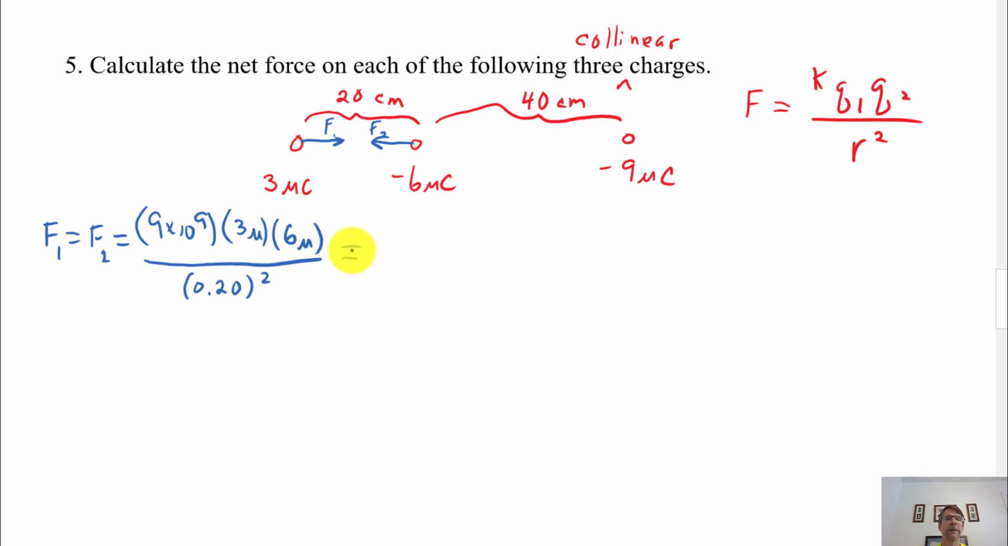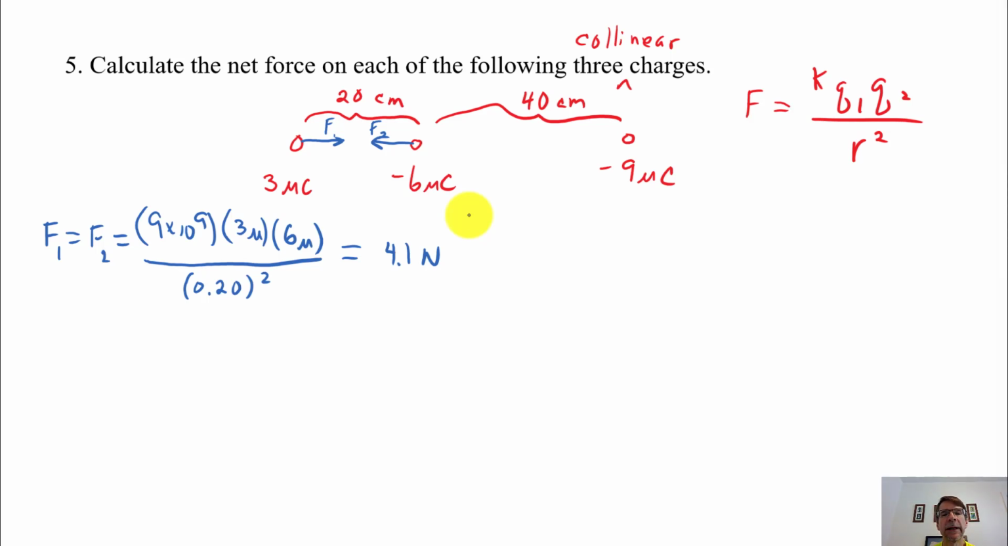Alright? So if you go to your magic box, your calculator, punch all those numbers in. You might need to pause this and you might want to try it yourself first because you need to be able to get these answers correct. 4.1 newtons. Attracting, it's in the diagram. So that's the attractive force between those two. They're pulling equally on each other.